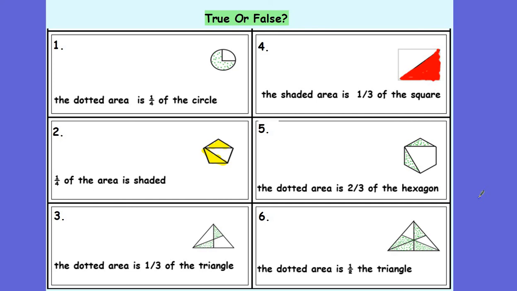Okay, next set of questions for you. Can you pause the video and in your light blue books or on some rough paper, can you answer these 6 questions for me? Are they true or false? The dotted area is a quarter of the circle, a quarter of the area is shaded, the dotted area is a third of that triangle, shaded area is a third of the square, the dotted area is 2/3 of the hexagon, dotted area is a half of the triangle. Pause the video for 5-10 minutes, have a go at those questions for me.